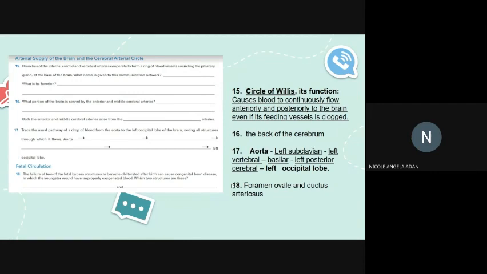For the fetal circulation, number 18: the failure of two of the fetal bypass structures to become obliterated after birth can cause congenital heart disease, in which the youngster would have improperly oxygenated blood. Which two structures are these? The answer is the foramen ovale and ductus arteriosus.